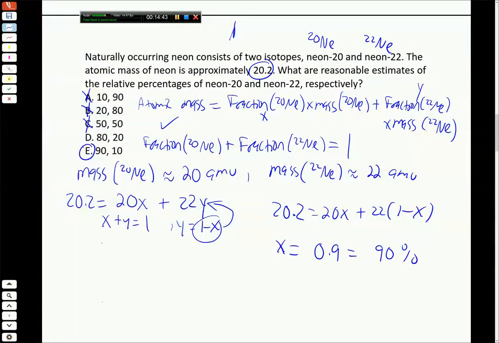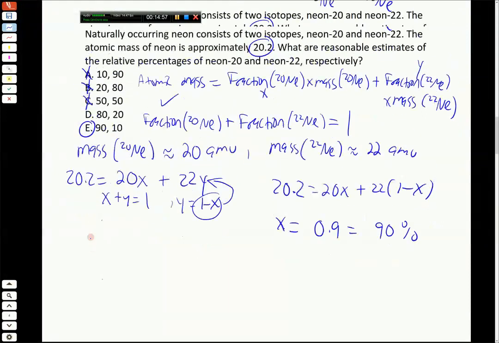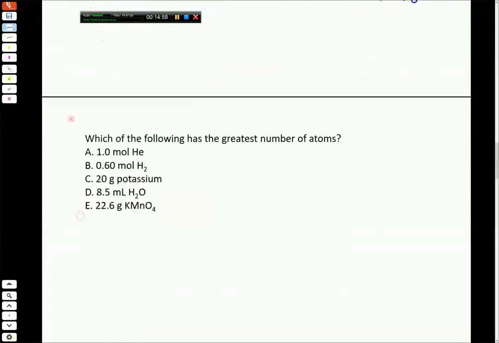Okay, so whenever we have isotope masses and atomic masses and the relationship between those, it's going to be these types of equations. The atomic mass is the weighted average of the two, or however many more we have, and then the sum of all the fractions has to be equal to 1, or alternatively, the sum of the percents has to equal 100.